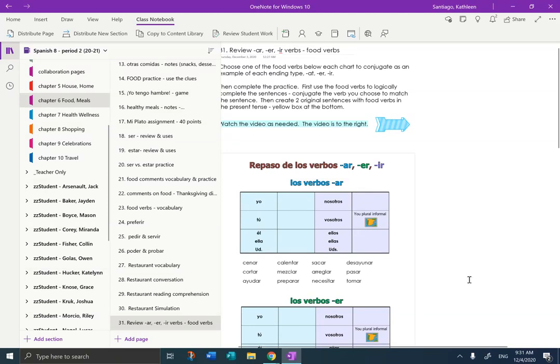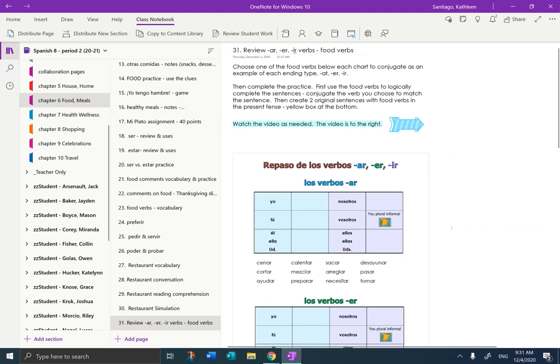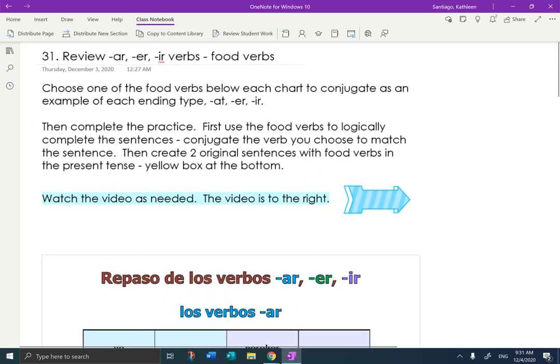Hi guys, it's Mrs. Santiago here, and today you are going to be reviewing the present tense of AR, ER, and IR verbs as they relate to the food verbs for the food chapter. I'm in your OneNote, chapter 6, page 31, review of AR, ER, and IR food verbs. I'm going to eliminate the table of contents, and I'm going to make this big.